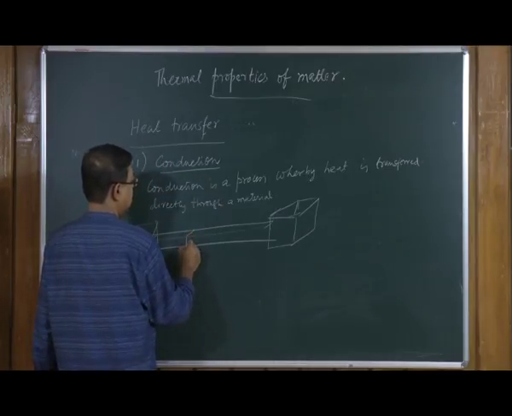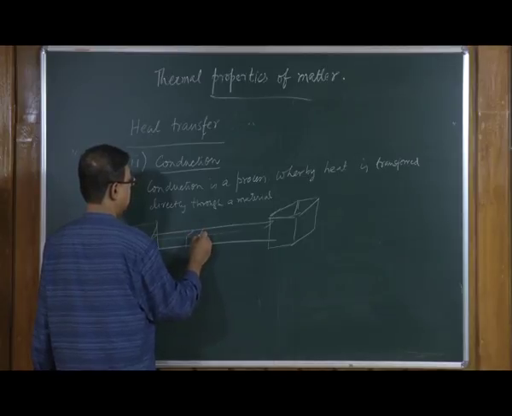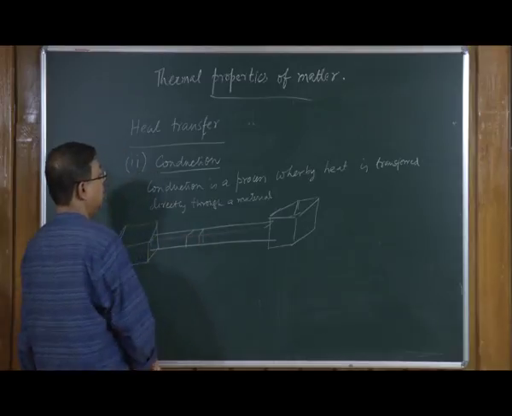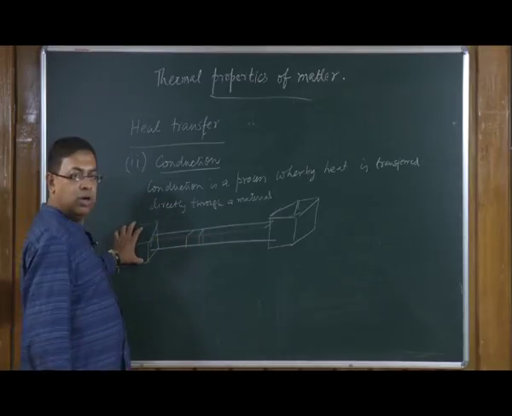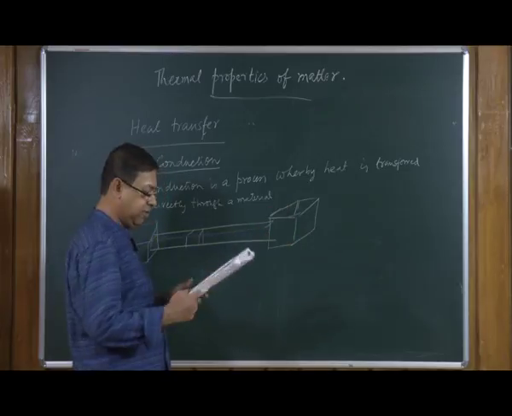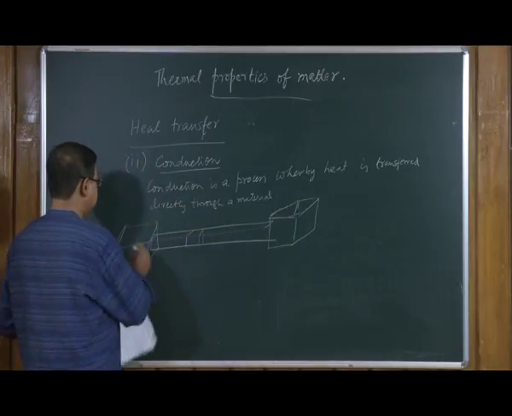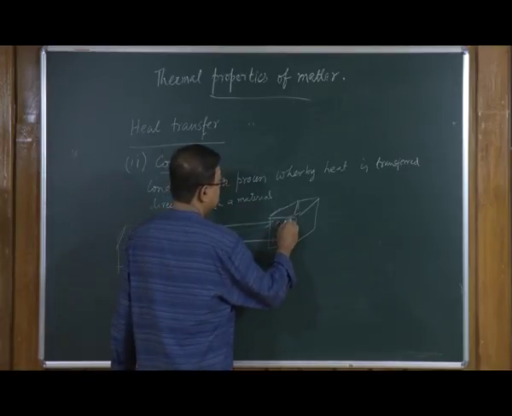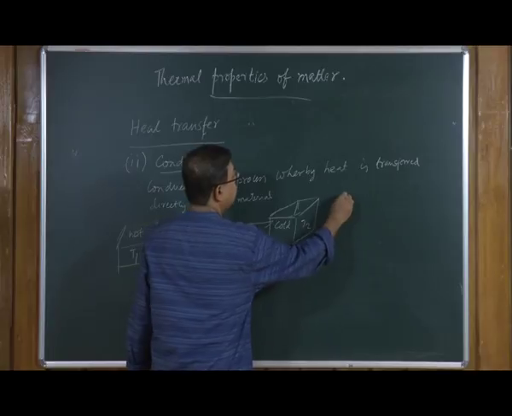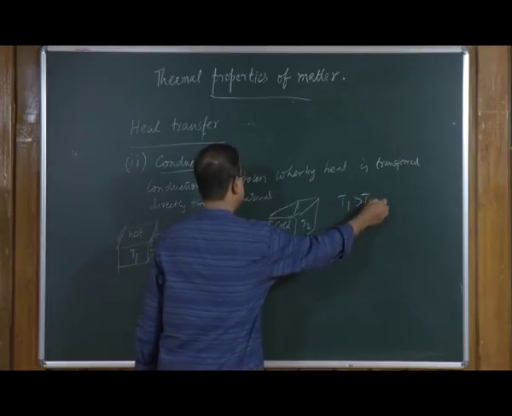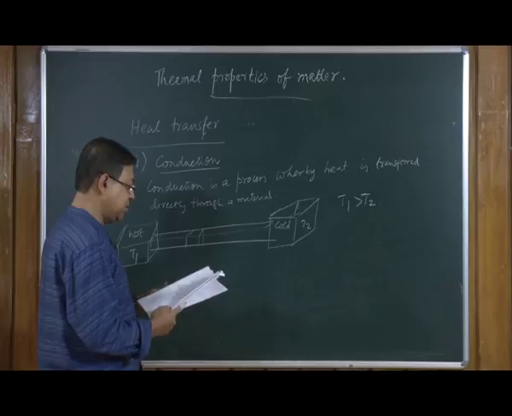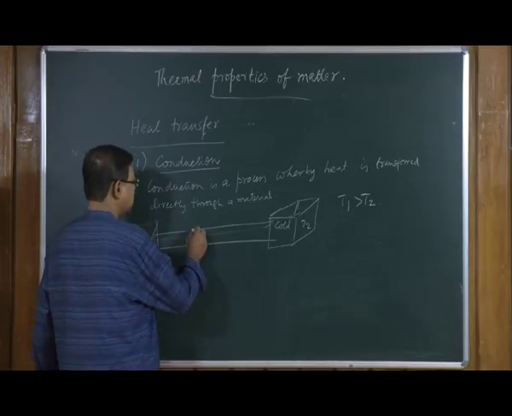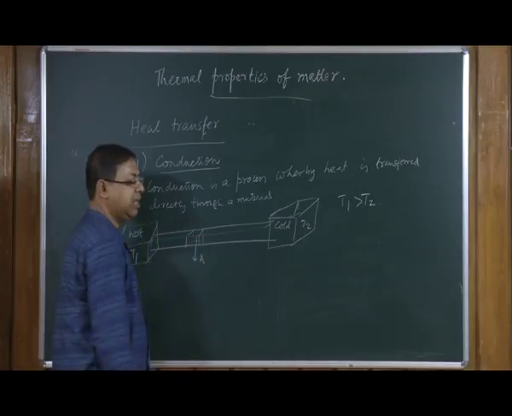and there is an area of cross section that is there. So, there are two bodies which are kept at different temperatures. Let us call this one hot at a temperature T1, this one cold at a temperature T2, such that T1 is greater than T2, and it is connected by a material medium which has a cross sectional area, let us call it A. So, A is the cross sectional area.